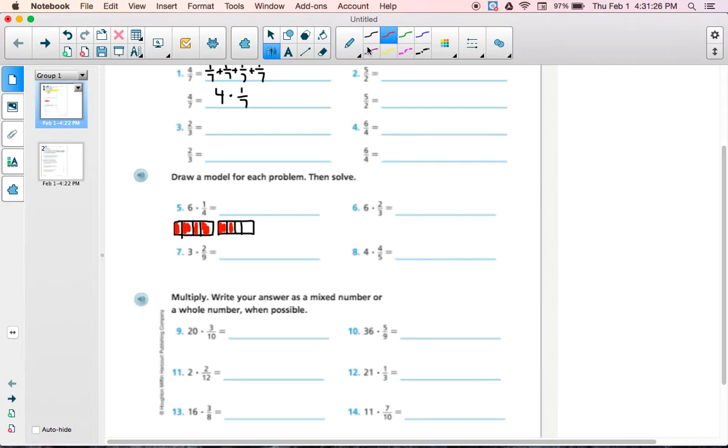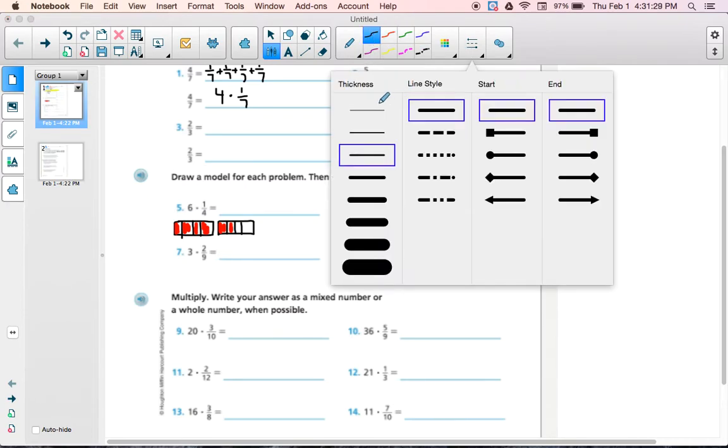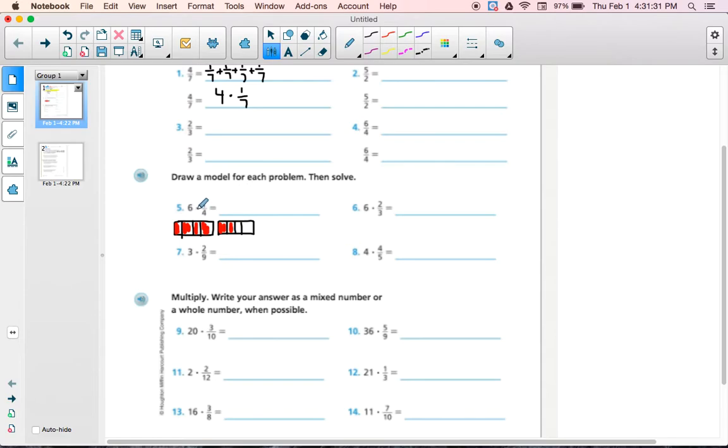And then how would you solve that? Well, 6 times 1/4 gives me 1, 2, 3, 4, 5, 6 fourths. Which, just as a bonus, you can see this is 1 whole and 2/4 of another. All right, so draw a model like you did here. This one's going to be divided into thirds.